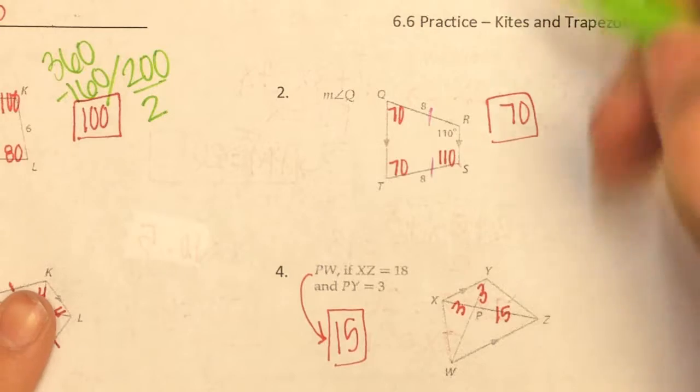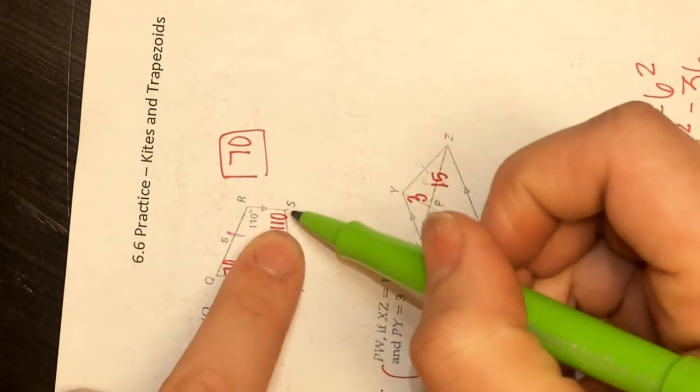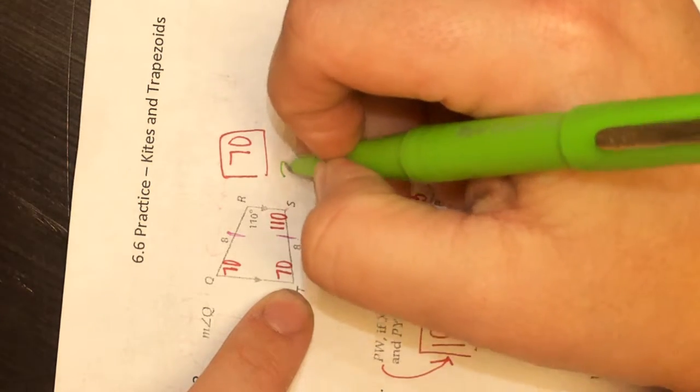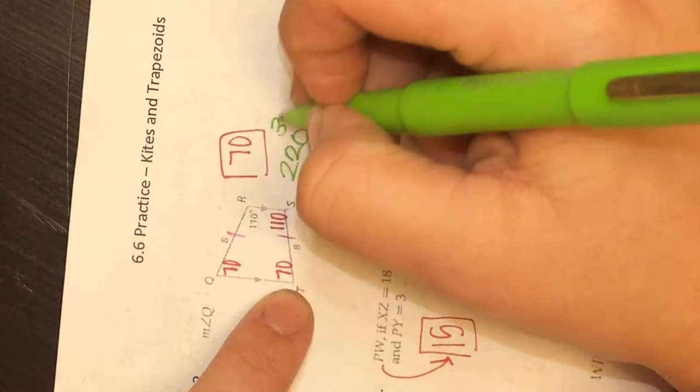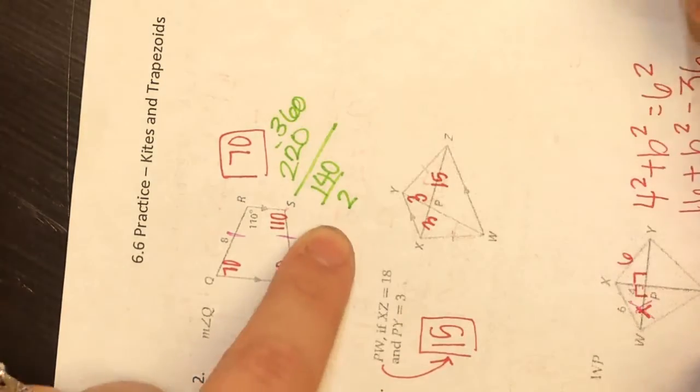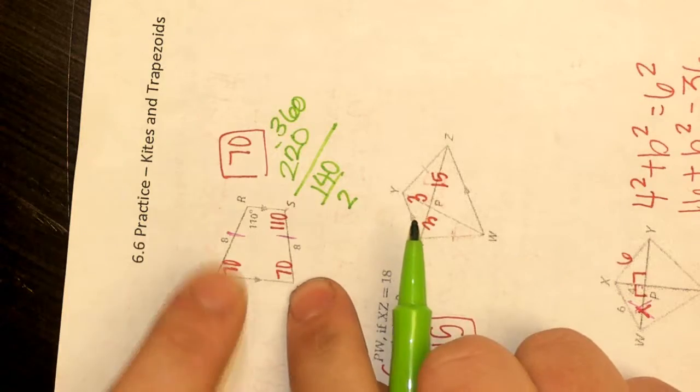Same concept for number 2. This time it's just flipped sideways. So if this is 110, then this is 110. And then this is, so that's 220. Subtract that from 360, and you would get 140. Divide that by 2, and each of these two are 70 individually.